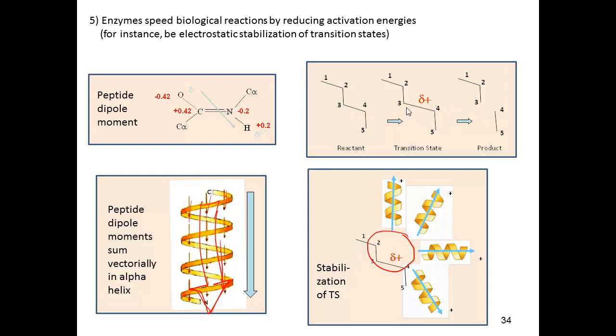Because it's lengthened, there's not enough electron density there, so a partial positive charge will appear in the center of this potentially breaking bond, and the negative ends of the dipoles will help stabilize a positive charge. That is one way that an activation energy, the energy of a transition state, can be reduced through electrostatic interaction between negative and positive charges.